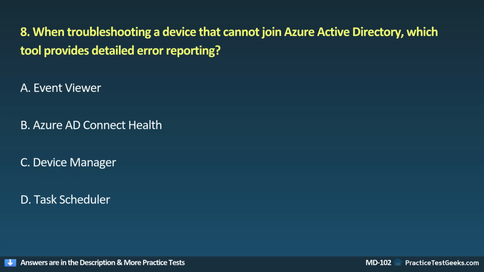8. When troubleshooting a device that cannot join Azure Active Directory, which tool provides detailed error reporting? A. Event Viewer. B. Azure AD Connect Health. C. Device Manager. D. Task Scheduler.